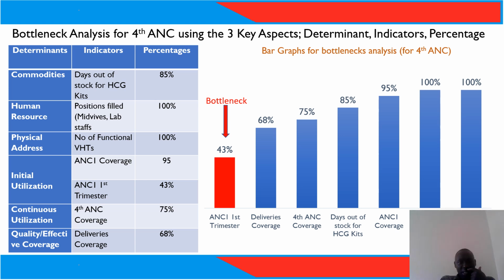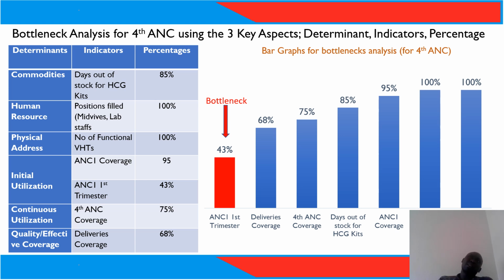When you're doing bottlenecks under determinants, we're looking at commodities, human resource, physical address, initial utilization, continuous utilization, and effective or quality coverage. What are we looking at here under determinant? When we talk of determinants, let's get to one of the determinants as we are looking at fourth ANC.